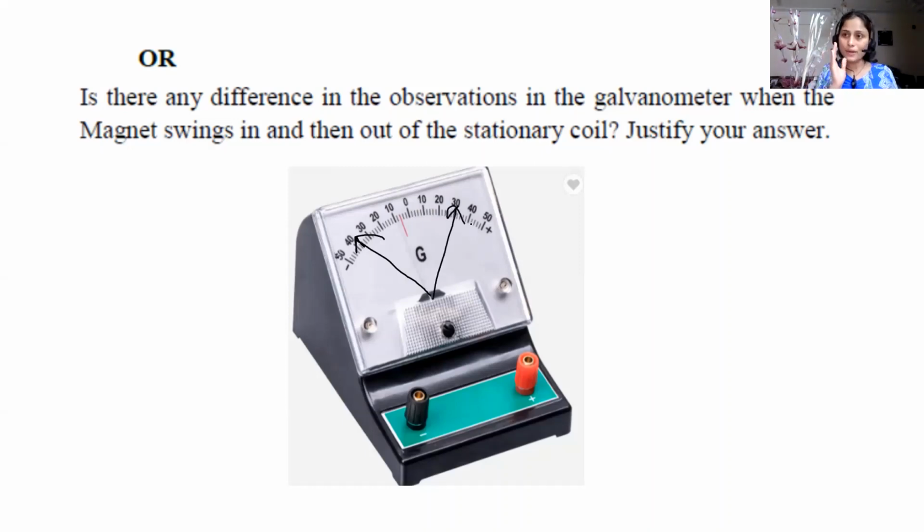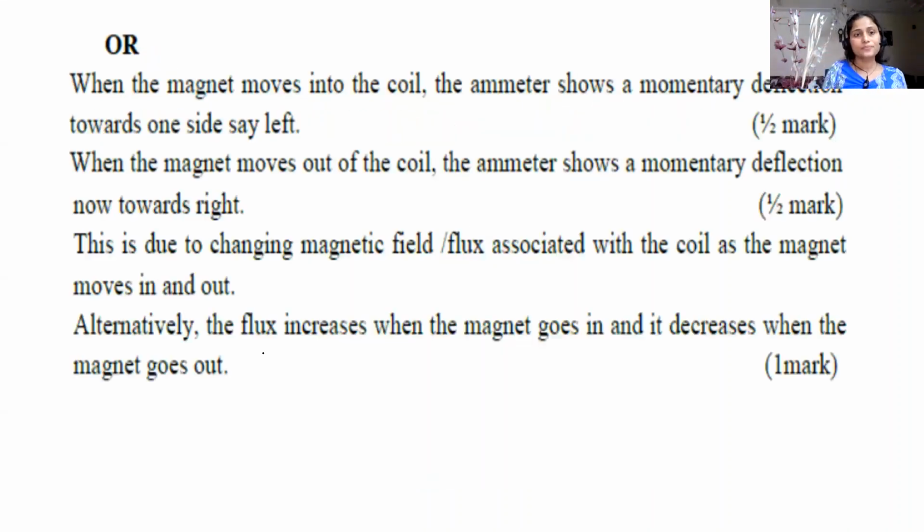If the deflection at one time is on one side, say for example on the left side, then the other time when it is coming out, the deflection will be on the right side. So when the magnet moves in the coil, the ammeter shows a momentary deflection. This will be a small deflection for a moment, right? Say, it goes to the left first, then it will go to the right. So both times it will be opposite to each other.